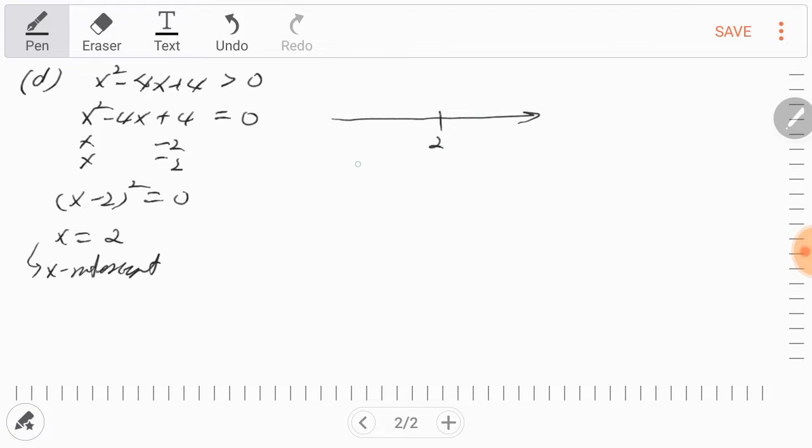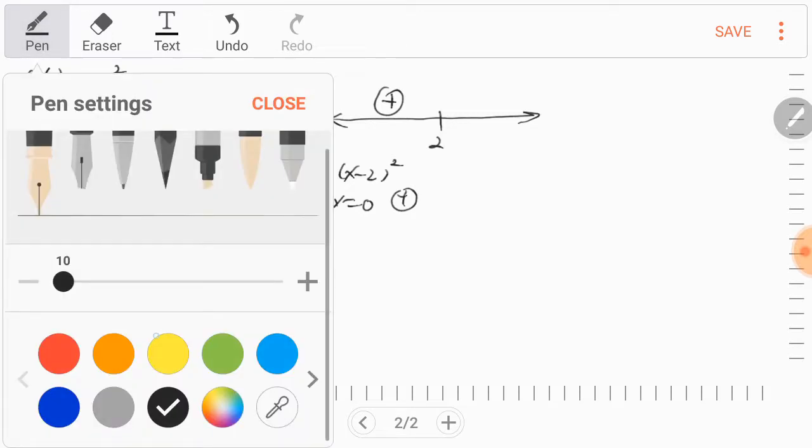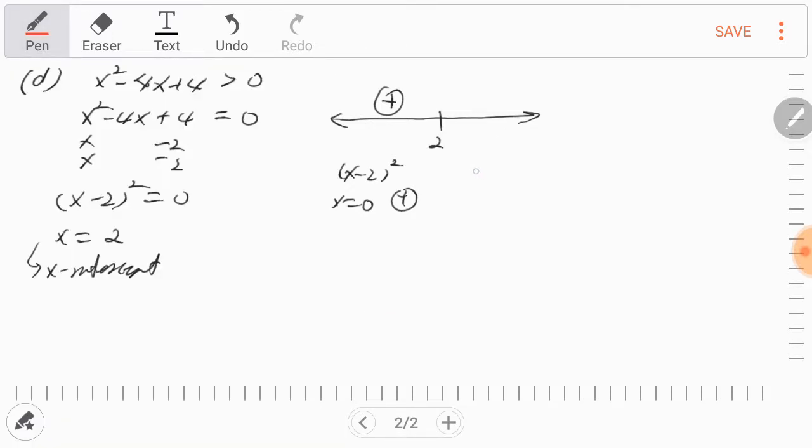How about if x is below 2, less than 2? So this one has two intervals. One is less than 2, greater than 2. And then if x is less than 2, let's use x equals 0. Then what is the sign? 0 minus 2 is negative 2, squared is positive, right? So this is positive. If x is greater than 2, let's use x equals 3. Then 3 minus 2 squared is positive. This is positive. And if x equals 2, then y is 0.